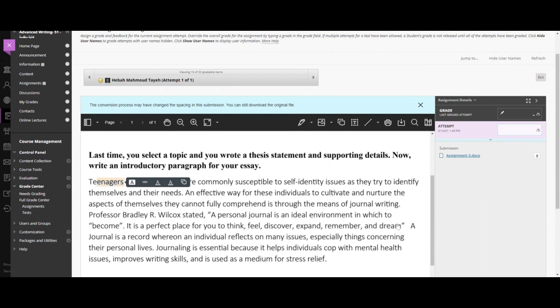Hiba, you should start with a quotation. If you have a quotation in your introduction, you should start your introduction with the quotation. You can say here, a personal journal is an ideal environment in which to become, blah, blah, blah, till you finish this one. Sorry. Professor, I started it off like that, but then I felt like the ideas did not flow that way. So I felt like it would be better to start off with the general statement, and then to connect it with my thesis statement, I felt like it would be better to put it in the middle.